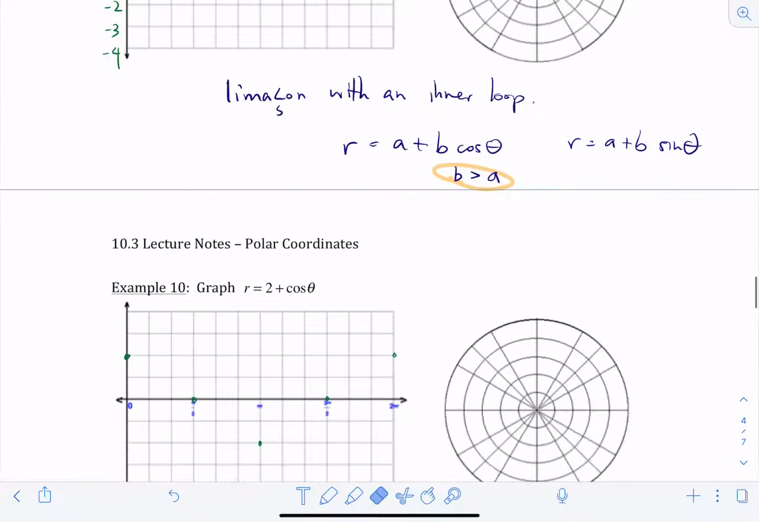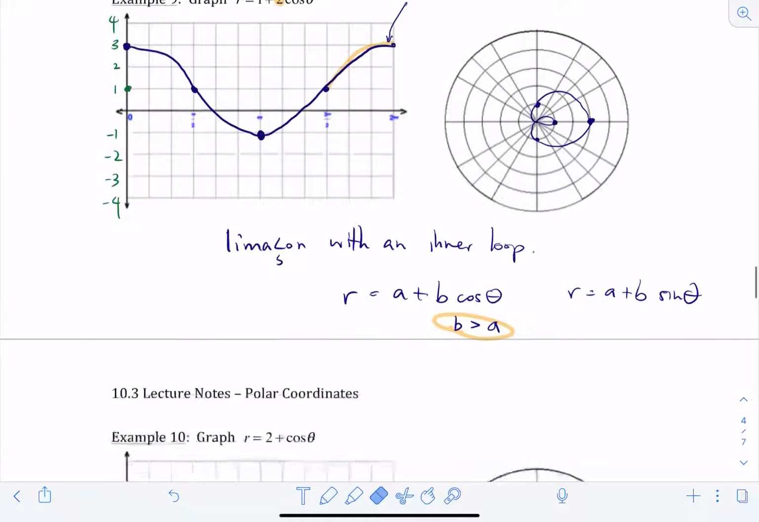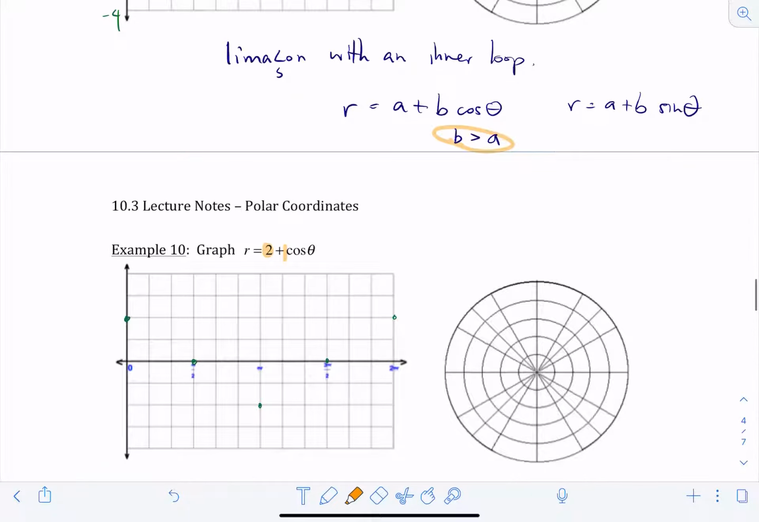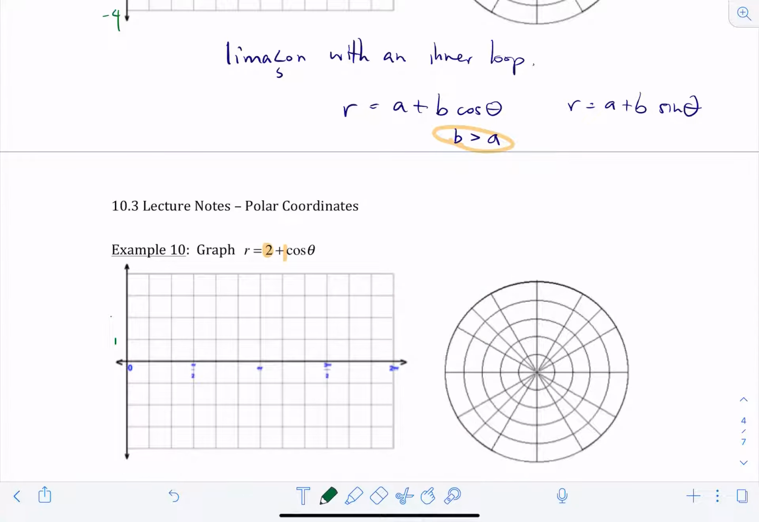Okay, so let's look at example 10 now. When you look at example 9, the constant term was 1 and the coefficient of the cosine was 2. This time we're going to invert those. So the constant is 2, but the coefficient in front of cosine is 1. So I'm going to graph one period of cosine. Just like I did before, I'm going to have 1, 2, 3, 4, 1, -1, -2, -3, -4.